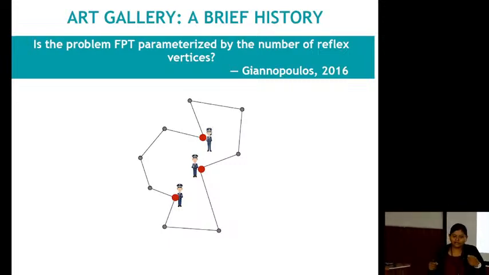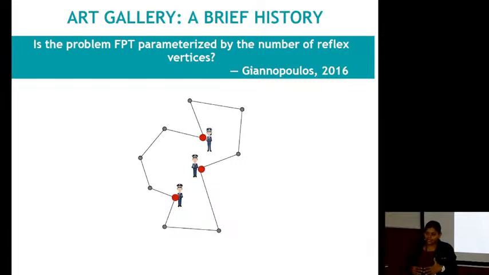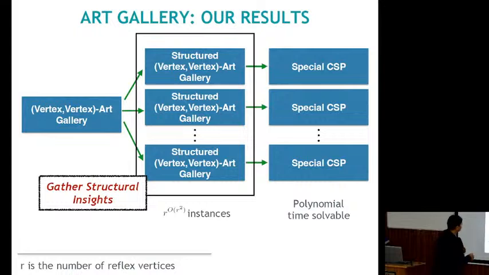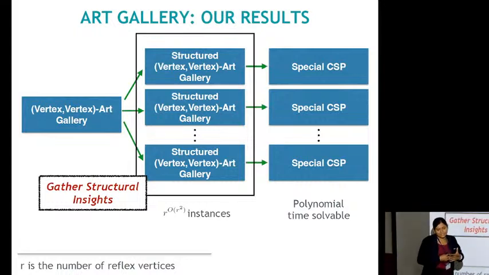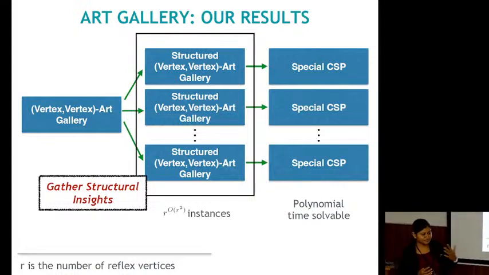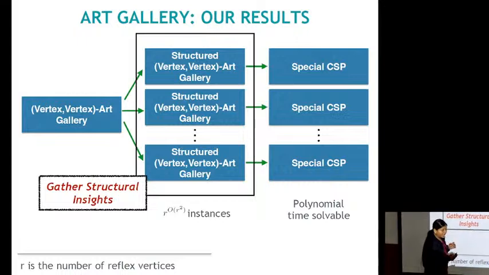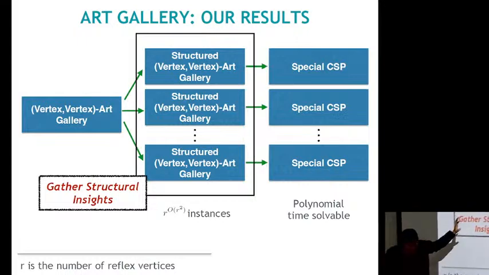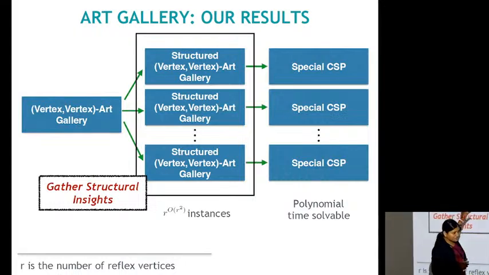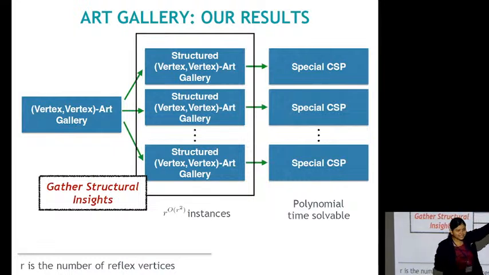So now the number of reflex vertices is a natural upper bound for the number of guards we need. We can always assume that k is at most r, because otherwise we can trivially say yes. So this is the next natural parameter, and we show that actually we can obtain an FPT algorithm, where the running time is f of r into poly in n. R is the number of reflex vertices, and this is the brief sketch of how we obtain our algorithm. This is also a sketch of how we can obtain algorithms when we want to use some structured CSPs.